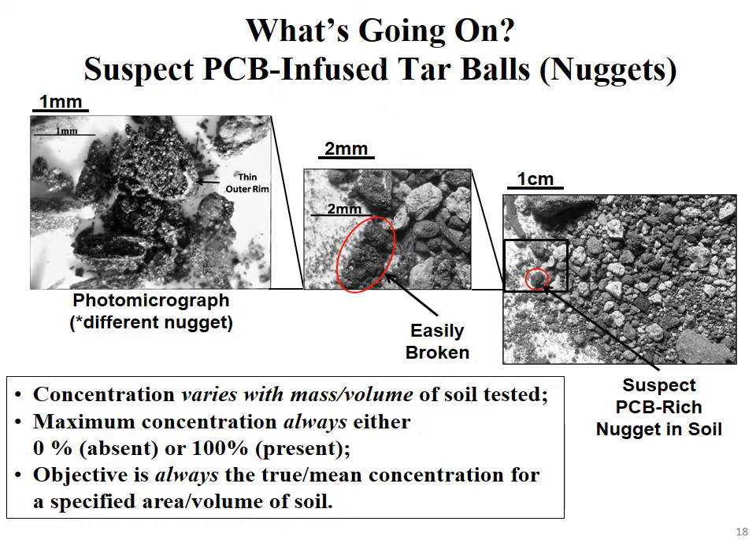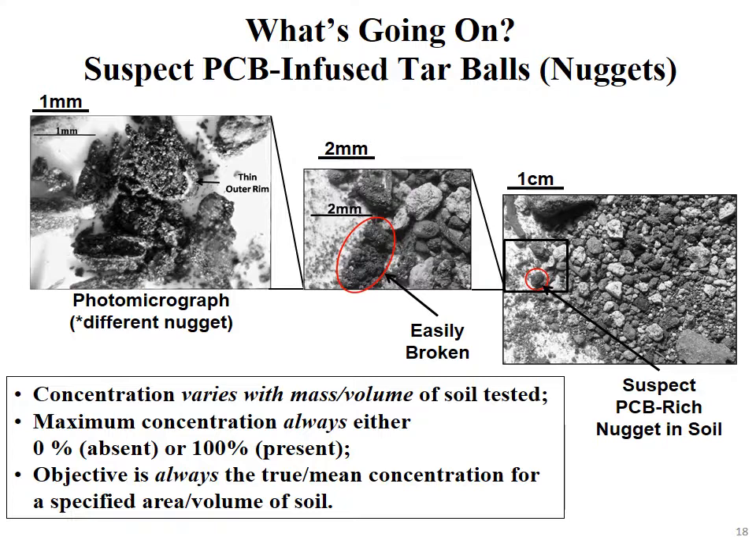But you see this thin white rim around here. They're about 1 or 2 millimeters long. What these are is they're fossilized drops of PCB oil that dripped into the soil, sank into the soil, forming small drops, and then dried up. So they're essentially small PCB-infused tar balls. So think about the implications of this.